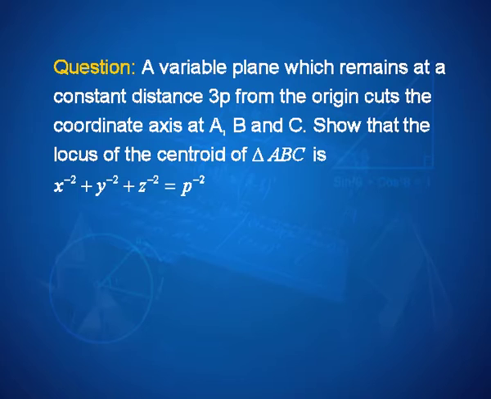The problem says a variable plane which remains at a constant distance 3p from the origin cuts the coordinate axes at A, B and C. Show that the locus of the centroid of triangle ABC is given by this equation. This expression is nothing but 1 by x squared plus 1 by y squared plus 1 by z squared is equal to 1 by p squared. Now, how do we come across such an expression?